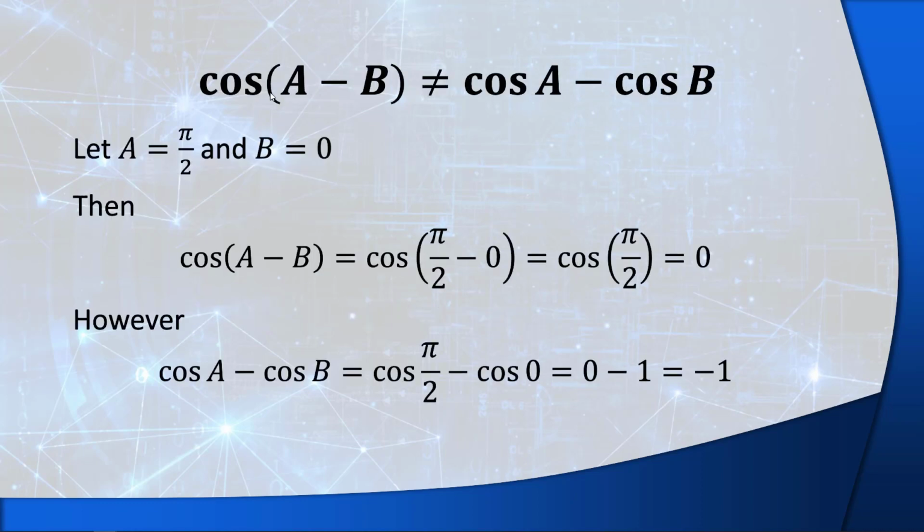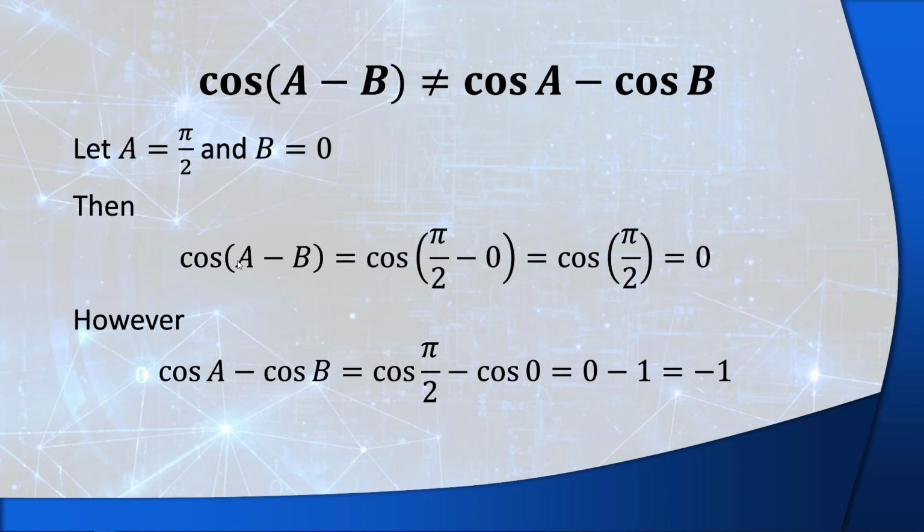Okay, the first thing I want to mention is that cosine and sine are not linear functions. As a consequence, we cannot say that the cosine of a minus b is going to be equal to the cosine of a minus the cosine of b. And we can show this with a very trivial counterexample. Let's let a be equal to pi over 2 and b be equal to 0.